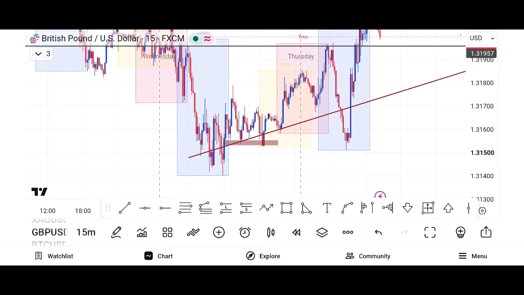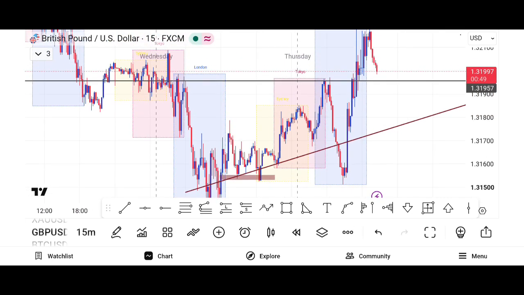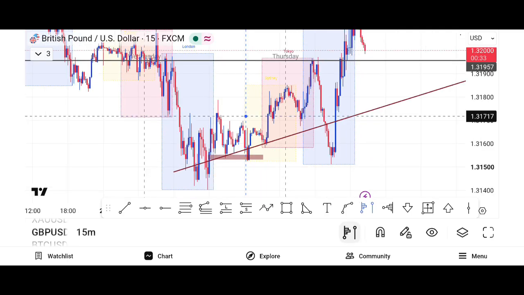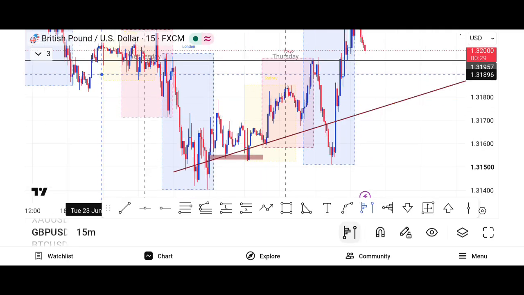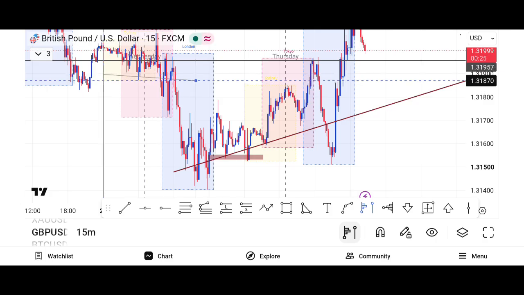For the ALA strategy, I just take my volume profile. I mark from the beginning of the Asian session to the end of the London session.